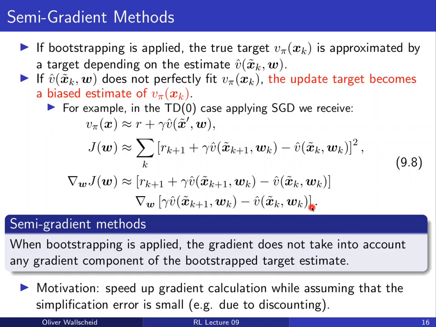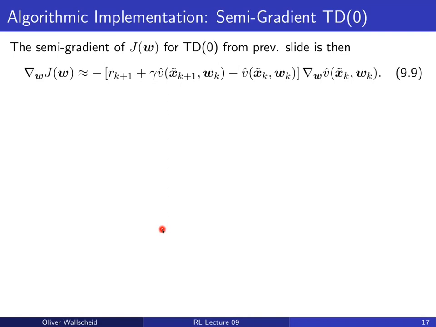That could especially be true if we have a discount factor which is not close to one, but significantly smaller than one, because then this first part would be reduced in its impact. If we apply semi-gradient to TD0, our gradient from the previous slide is simplified in terms of the gradient part with respect to V hat, where we only take into account the gradient of V hat at time step k, and not also at time step k plus 1, including the discounting. So this is the gradient, or semi-gradient, of J with respect to the TD0 update.